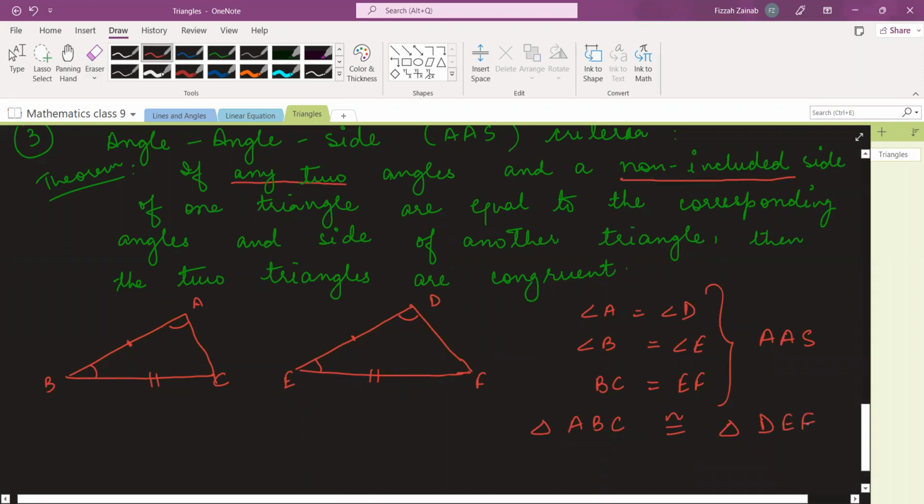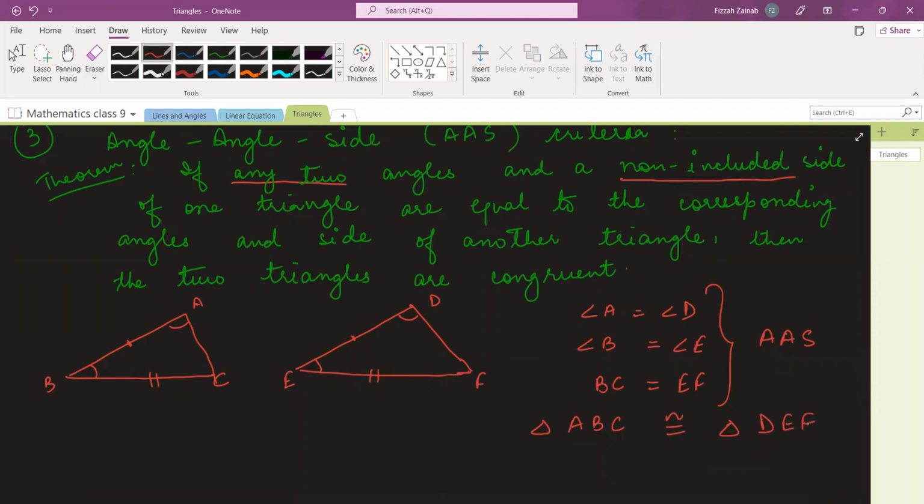Please write it down. So far, how many criteria have we seen? SAS, right? Two sides and the angle between them. Then two angles and the side between them, correct? So SAS and ASA. Now this is the third one, AAS. That means S is not the included side this time. All right.